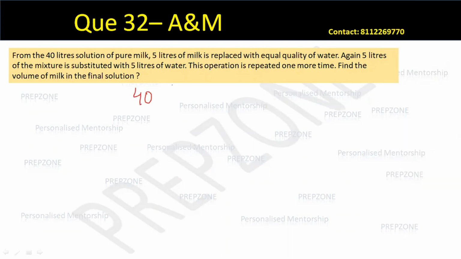So initially it was 40 liters. Then 5 liter of milk is replaced with equal quantity of water, which means इसके बाद कितना बच जाएगा? Volume of milk 1 minus 5 by 40. Then again 5 liter is substituted with 5, and again this is happening. So in total this is happening for 3 times. You just take the cube. That's it. Asta, I think your answer was also wrong. It should be 1715 by 64.